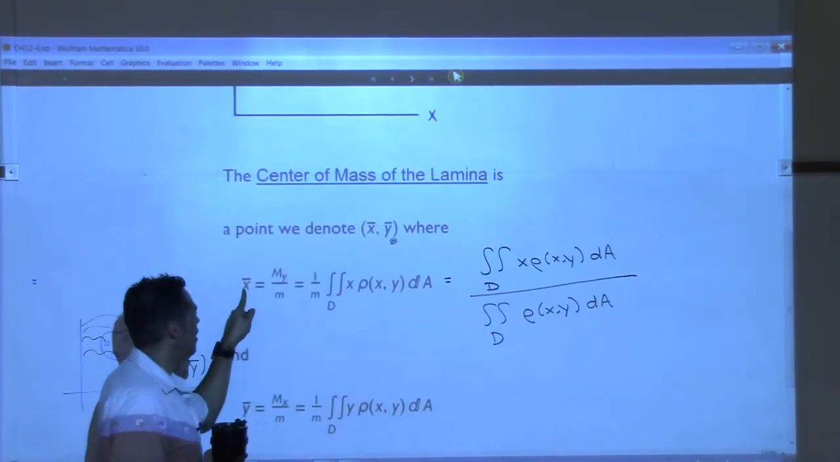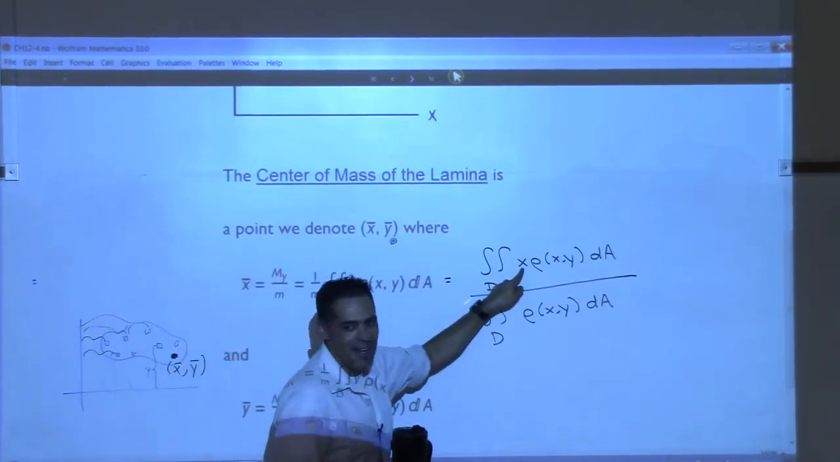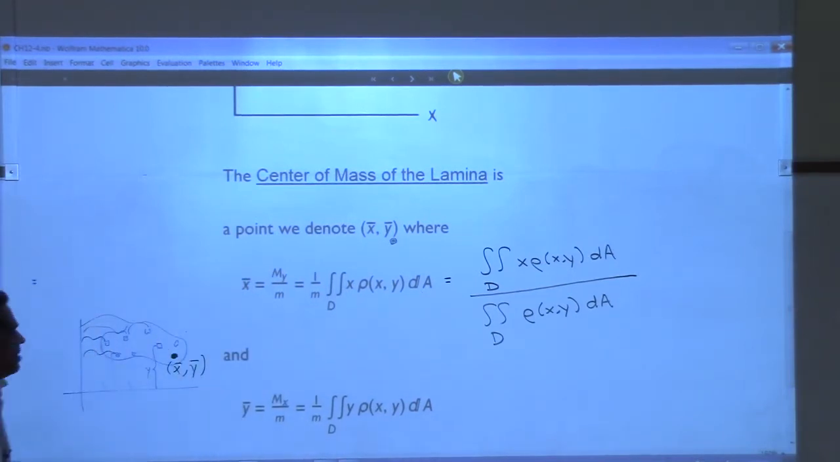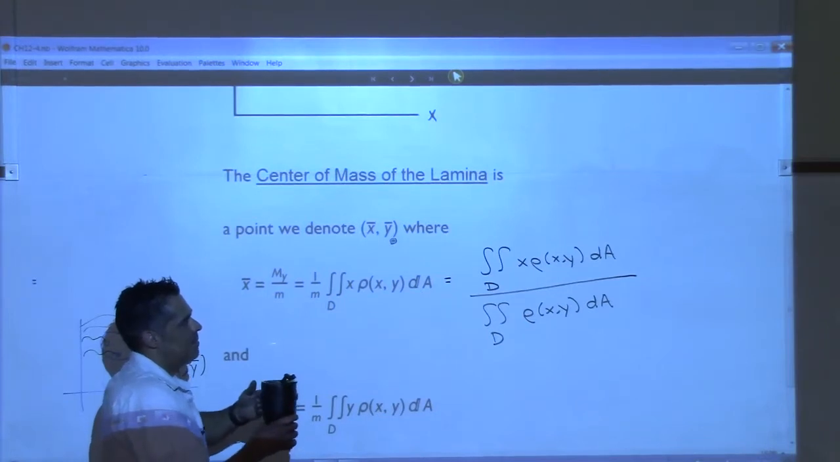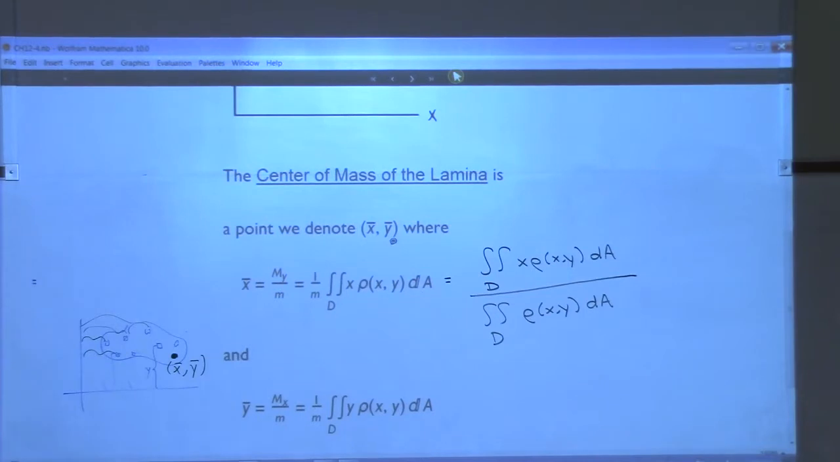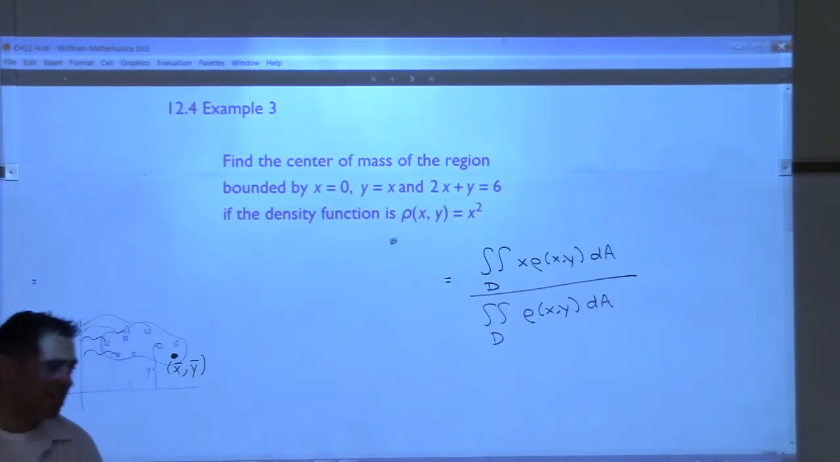If you want to find x bar, you have to take the moment about y, which in the formula has x in it. Because the moment about y is the distance from the thing to the y-axis, which is the x coordinate. So that's why it seems weird. We should do an example. At least we set them up, right?